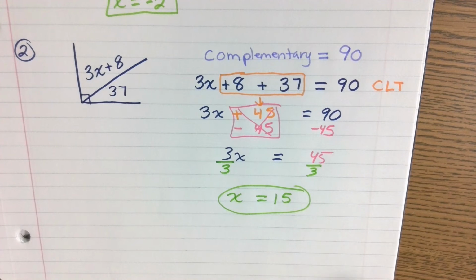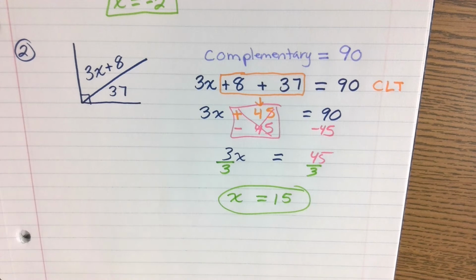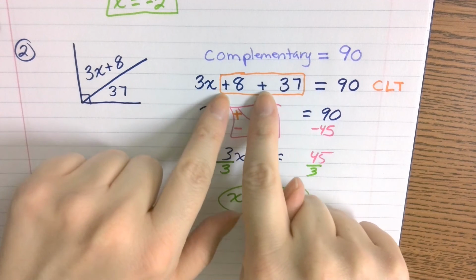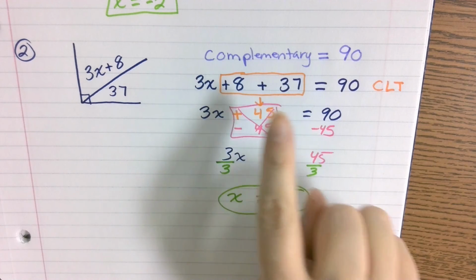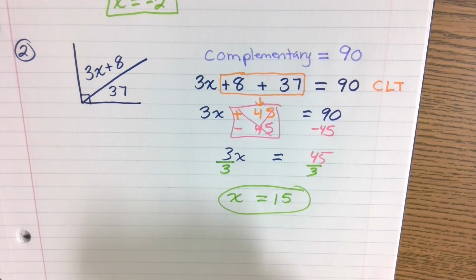Okay, so again, when it forms that L shape, that's a 90-degree angle called complementary. You need to know what it's called. You just take both angles, set it up to be an addition problem, and set it equal to 90. Combine like terms if you can. Get rid of your constant by doing the opposite operation. Then get rid of your coefficient by dividing.